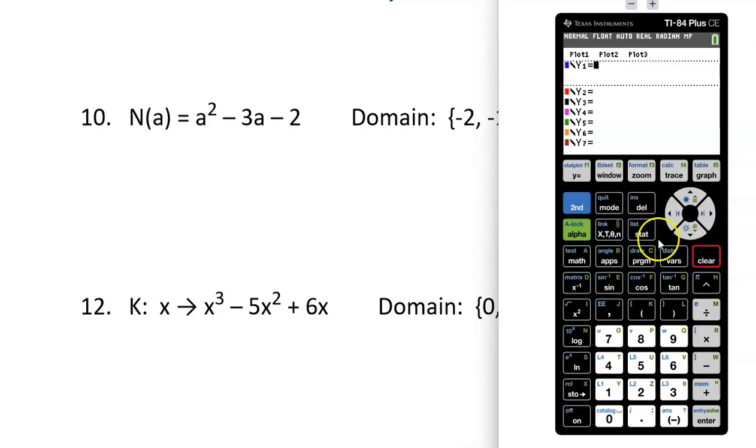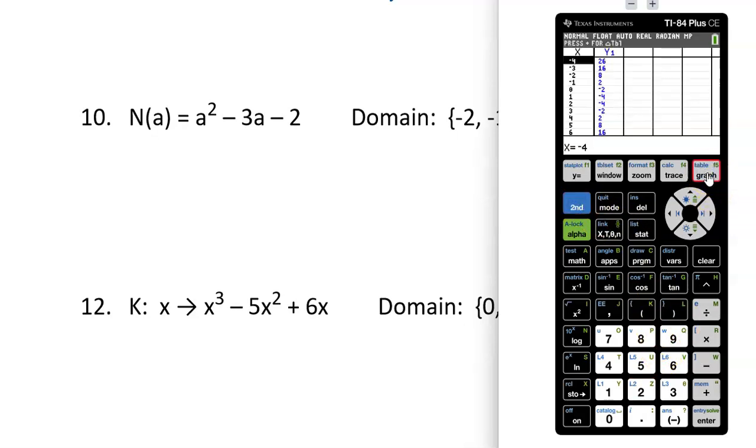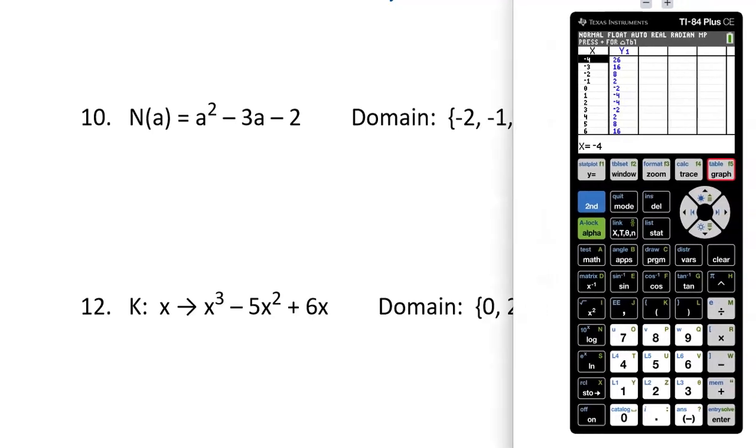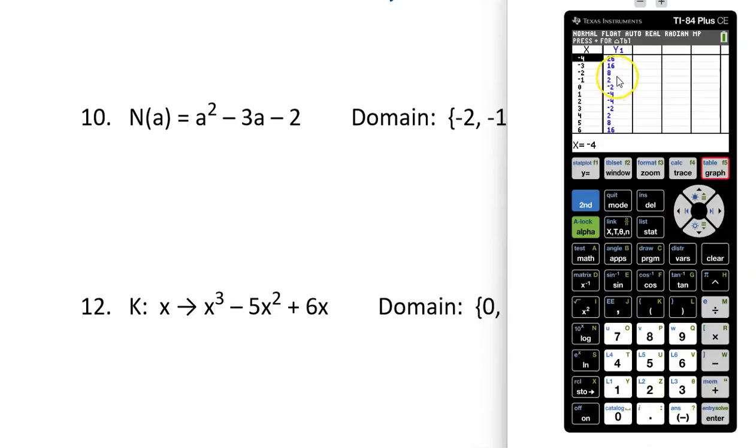Push the y equals key and push clear. Now type in the new function, x, and then down the left side, you'll find the button that does squaring, and then -3x minus 2. Now look at the table by pushing second table. The input values we're interested in are -2, -1, and 0. So what are the y values in blue that are paired with those 3 x values? We can see that it's 8, 2, and -2. That's the range.